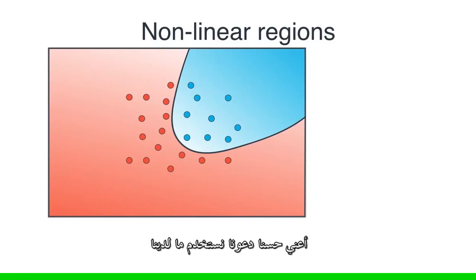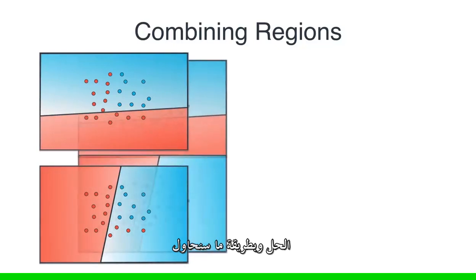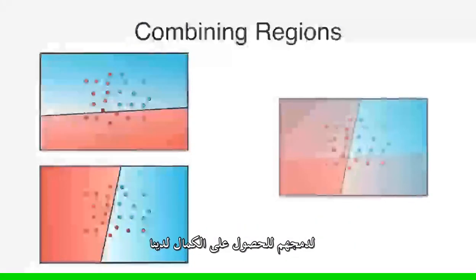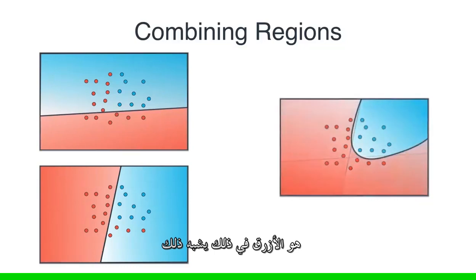Well, let's use what we have. We know how to construct lines. So what we're going to do is take, for example, the line on the top, which is an okay solution, and the line on the bottom, which is also an okay solution, and somehow we're going to try to merge them to get a perfect solution. And in the merging of these two lines, we can see that the top right region is blue, and it kind of resembles this.